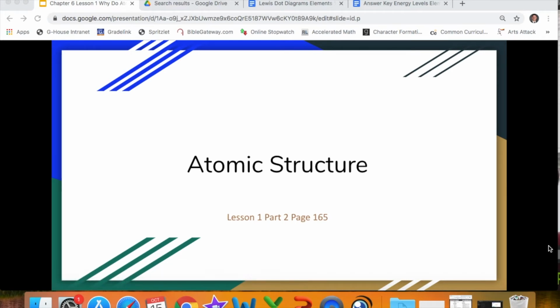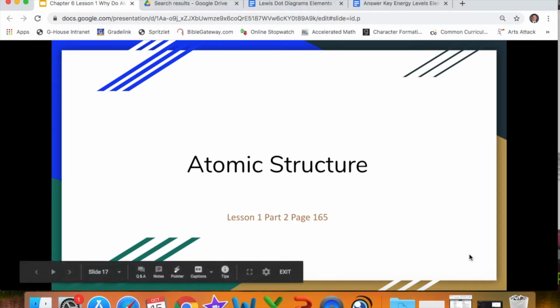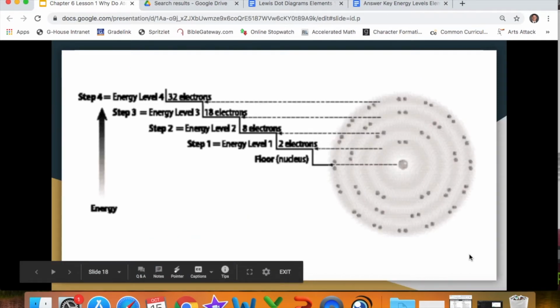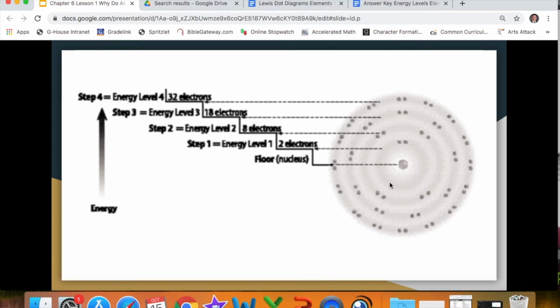Chapter 6, Lesson 1, Part 2 begins on page 165 for your reference, and we're going to jump back to 168 to continue and finalize our reading. On page 165, you can see the energy steps diagram that looks just like the one at the top of page 164. Here you've got a model of what the energy clouds, or energy steps, look like, in terms of where electrons exist based on the number of electrons in an element.